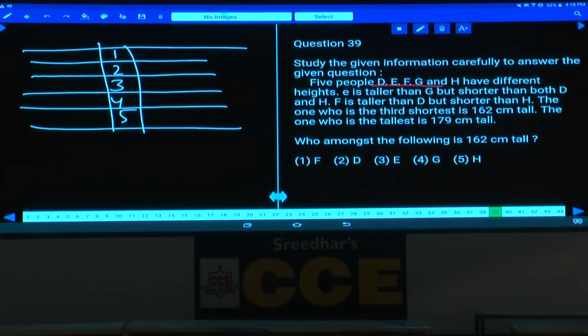E is taller than G. E is taller than G but shorter than D, can be written like this. E is taller than G but shorter than both D and H. E is taller than D but shorter than both G and H.